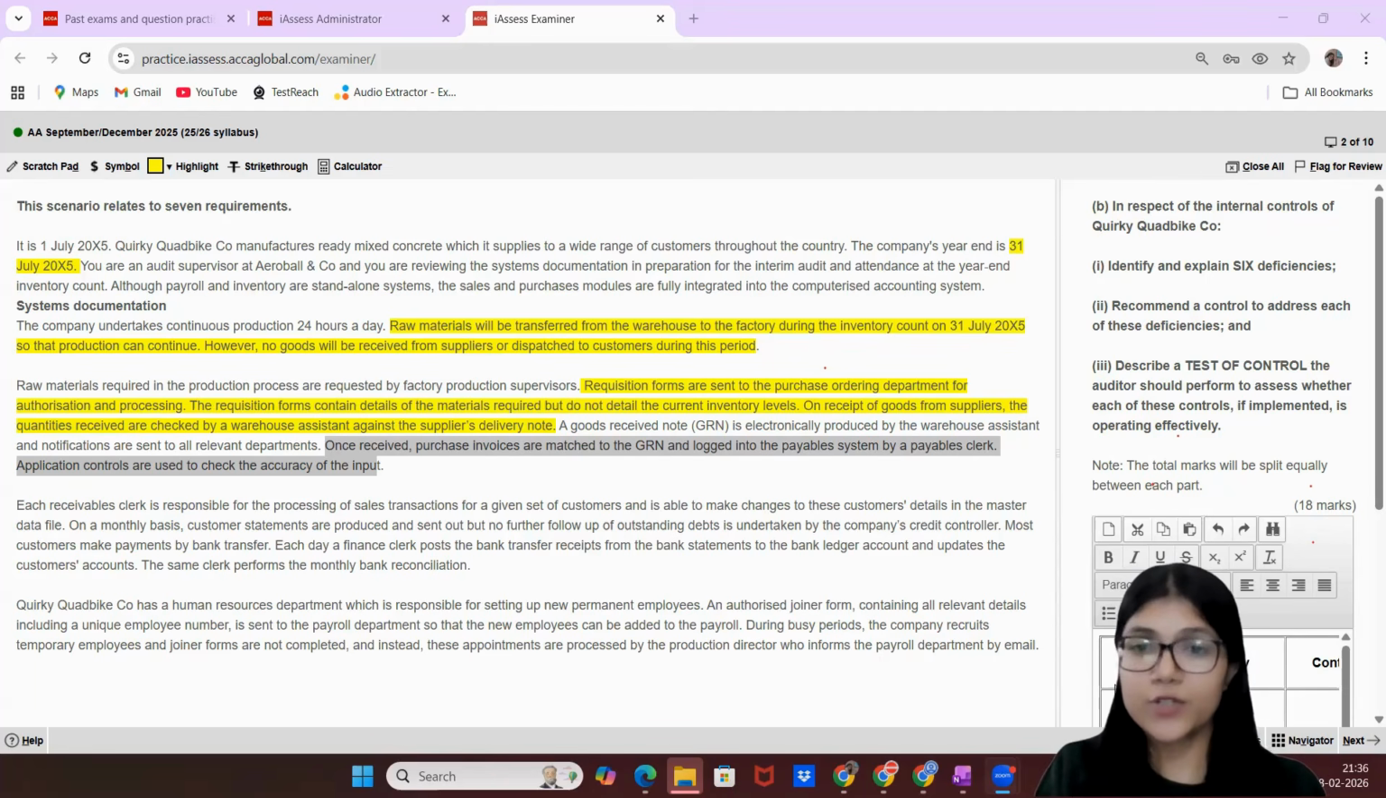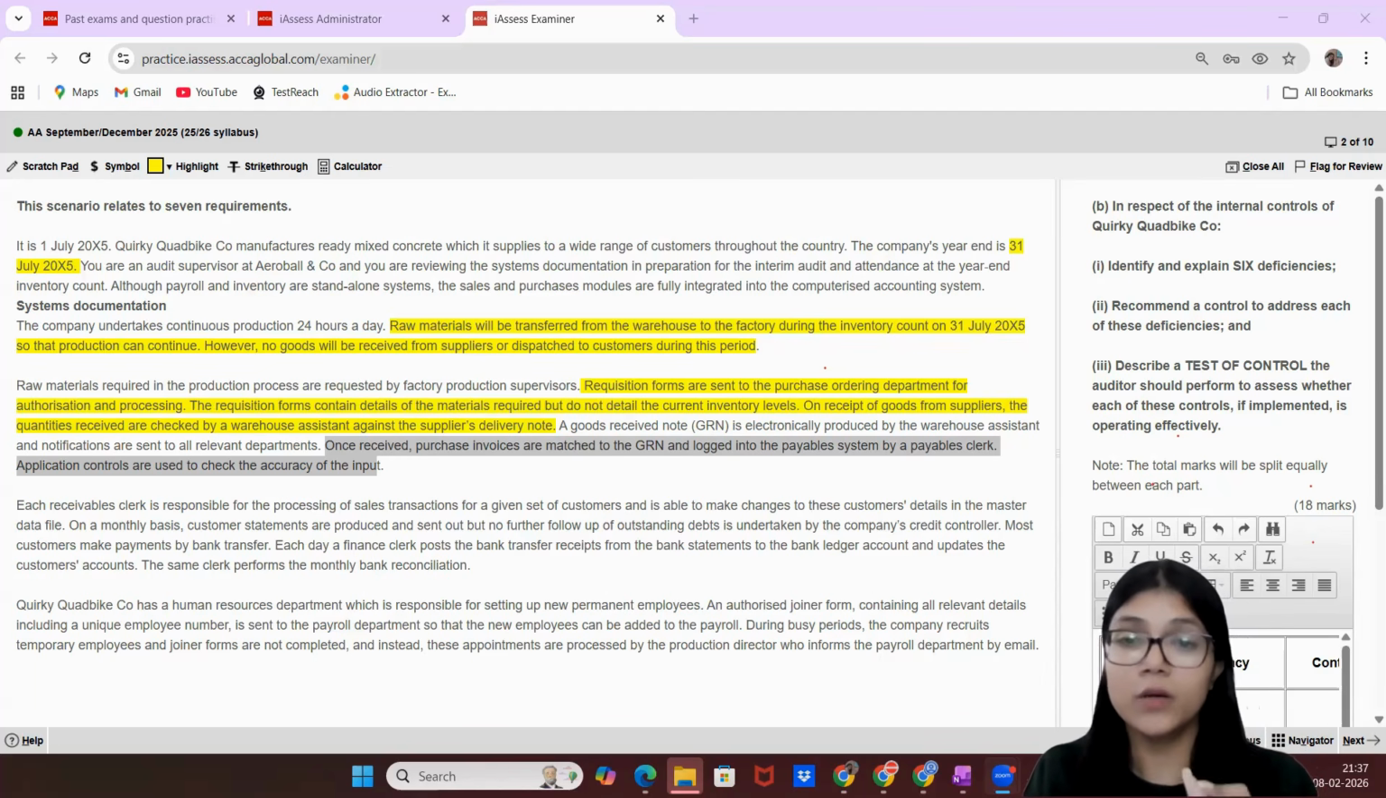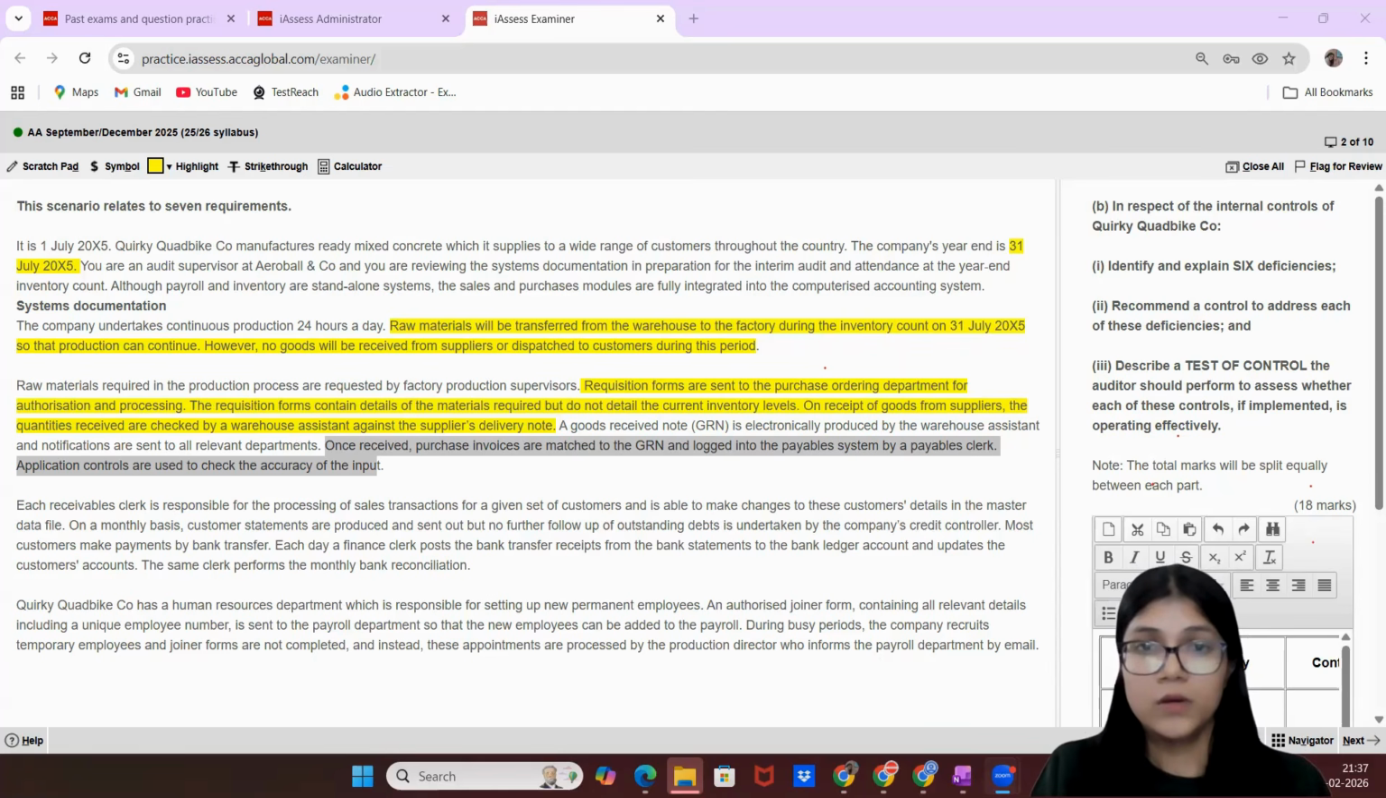So again, as I mentioned, do not assume. See, if there would have been a problem with the authorization or the review, which you're correct, which makes absolute sense, okay? But if they would have written something in regard to that, that authorization is not happening, no review is taking place, then you would have to talk about the deficiency of it. But on your own, you cannot assume that the authorization or the review is not taking place until and unless they have given it in the question.